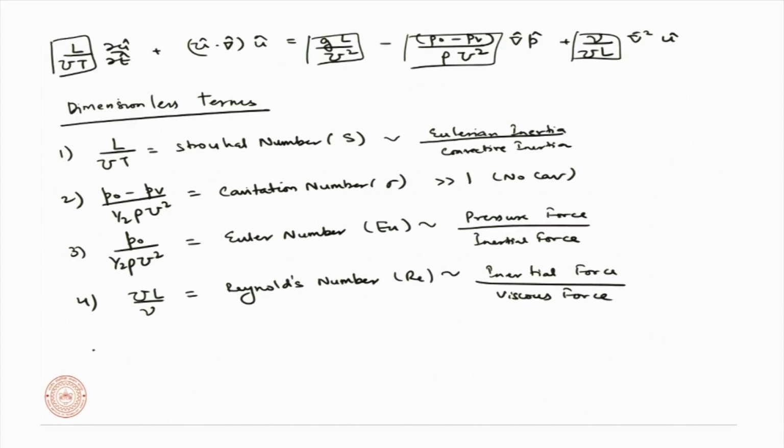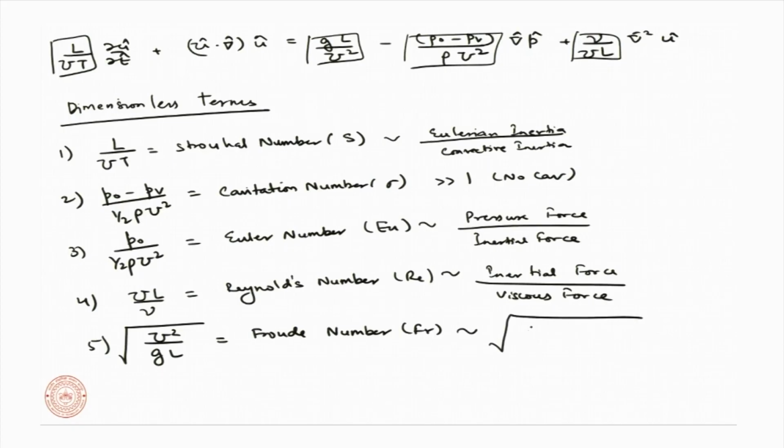And finally, this G term, this body force term, if you take a square root of the inverse of this, u square over GL, that is called the Froude number, Fr, and that is a ratio of the square root of the inertial force divided by the gravitational force.